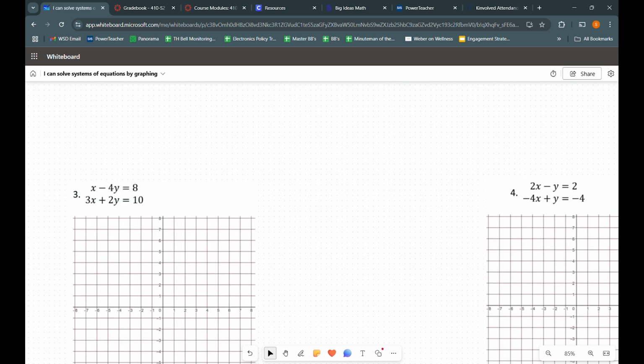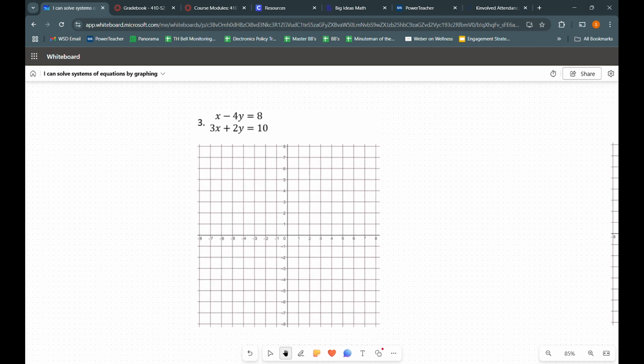All right, let's take a look at this third one. Now this does not look like y equals mx plus b. So I am going to rearrange it, solve for the y values on both of these. And if I do that, then I will be able to do what we just barely did.